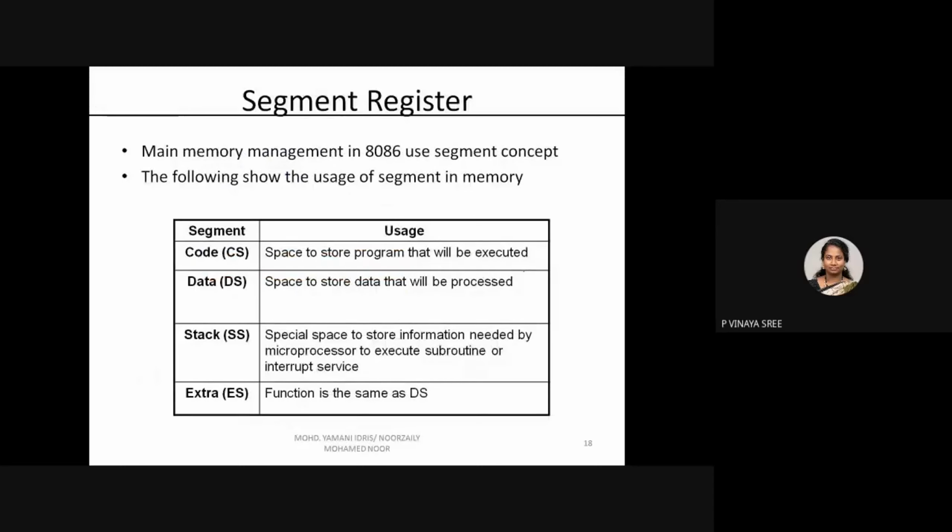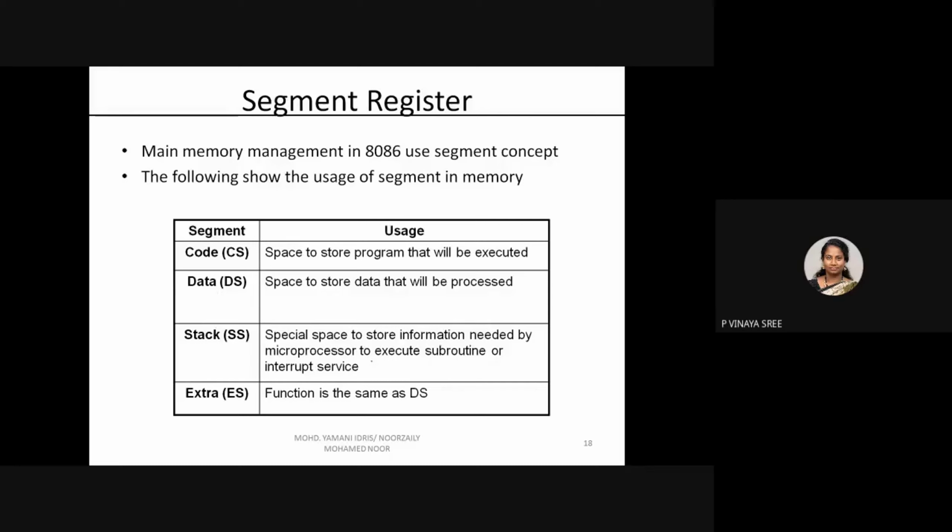Now let me go for segments. So we have 4 segments. What are those 4 segments? Code segment, data segment, stack segment, and extra segment. The code segment is the space to store a program that will be executed. The program will be stored inside the code segment. The data will be stored inside the data segment.